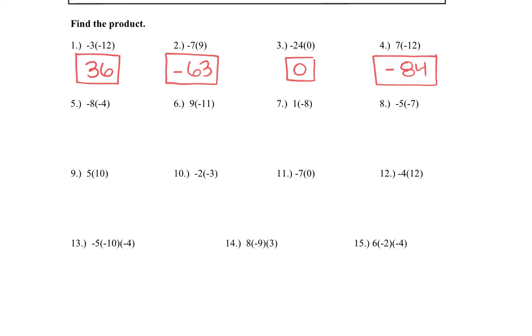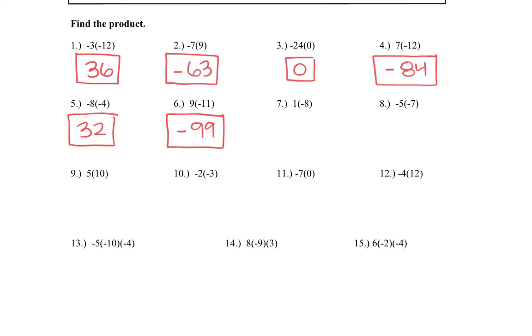Number 5, we have the same signs, so a negative times a negative is positive. Number 6, we have different signs. One of those is positive, one is negative. And again, remember, with multiplication, it doesn't matter which one's positive and which one's negative. If they have different signs, the answer is always negative.